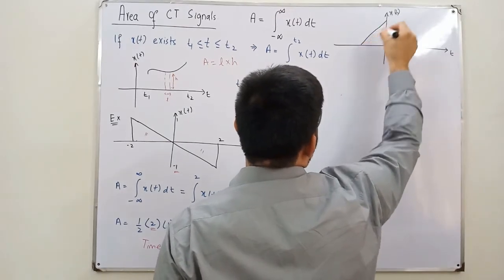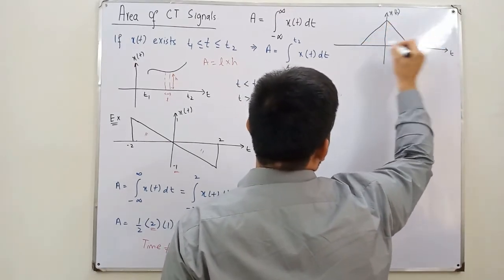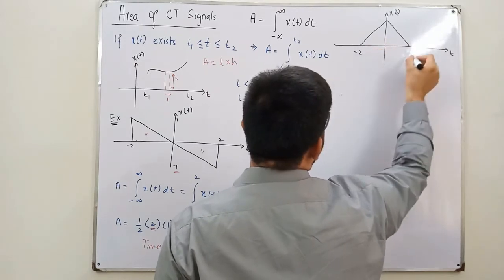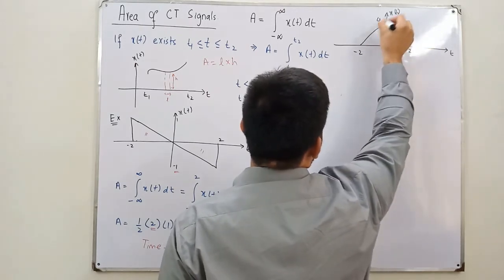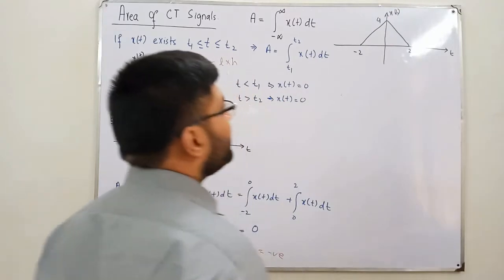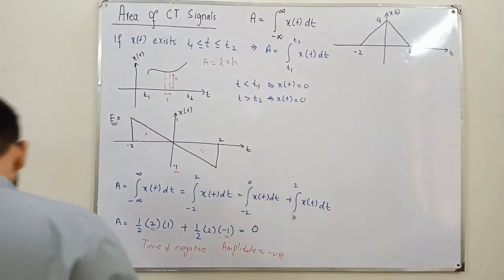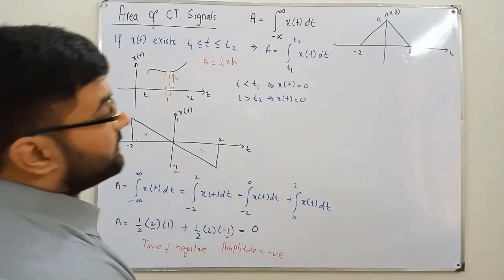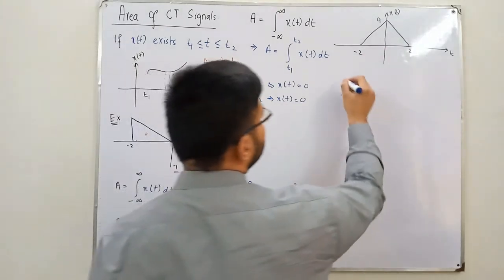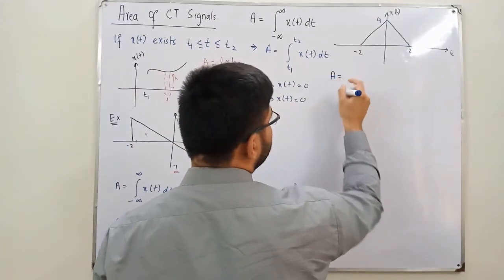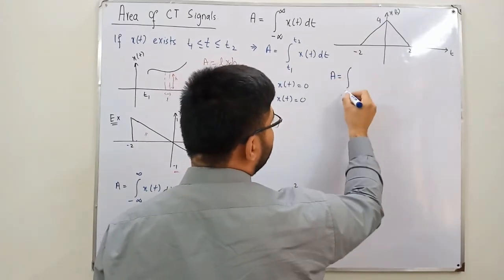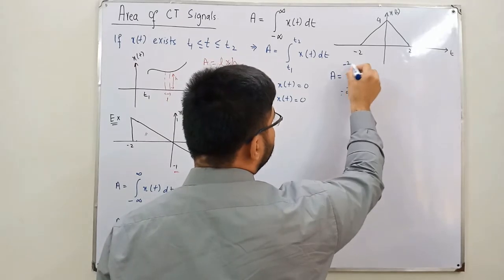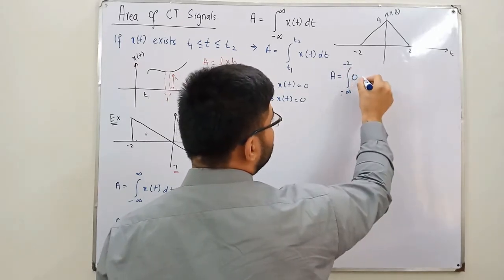This is the graph. So we have a triangle. This is negative 2, positive 2, this is 4. Fine. Now again have a look. So the area would be, basically, from negative infinity to positive infinity, but here we would break it. From negative infinity to negative 2, the function is 0.